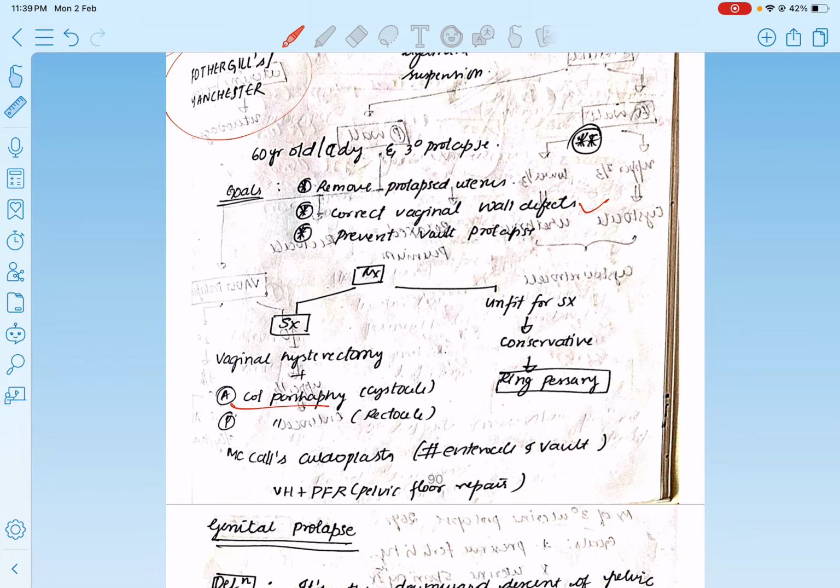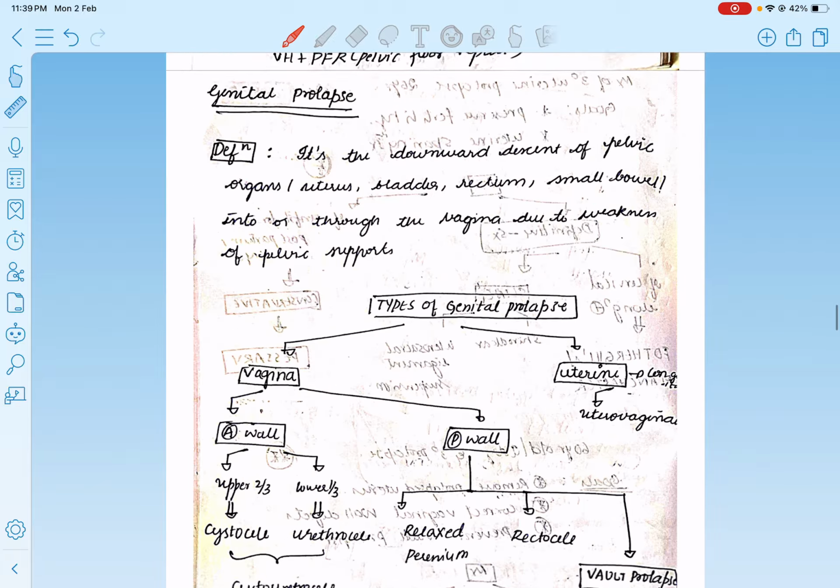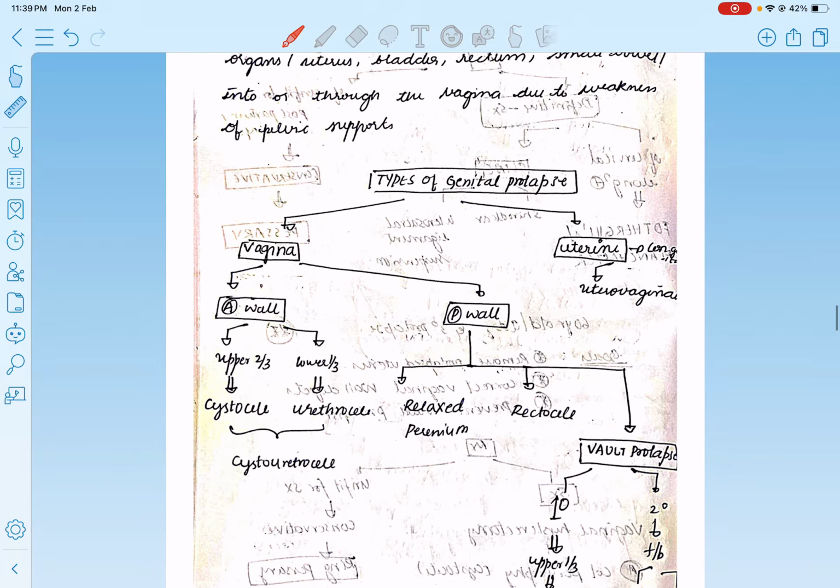So what is anterior colporrhaphy? You are going to correct the cystocele. Posterior colporrhaphy, you are going to correct the rectocele. Again, if she is unfit, you are going to do a ring procedure. Then genital prolapse is the classification.